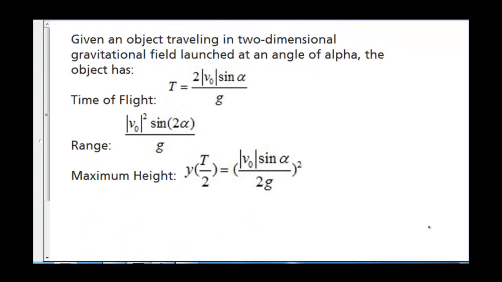Given an object traveling in a two-dimensional gravitational field launched at an angle alpha, the object has time of flight T equals 2 magnitude of v naught sine of alpha over g, range equals magnitude of v naught squared sine of 2 alpha over g, and maximum height y at time of flight divided by 2 equals the quantity magnitude of v naught sine alpha divided by 2g, squared.